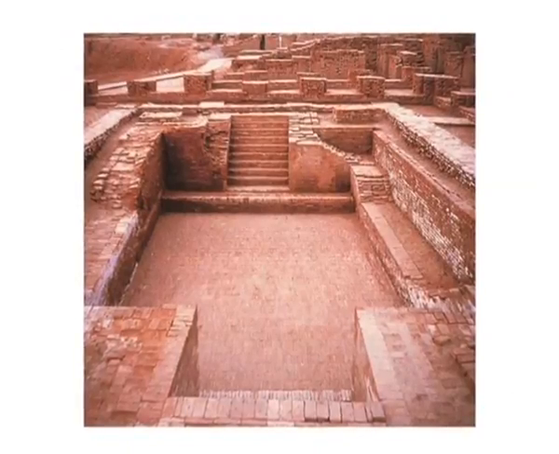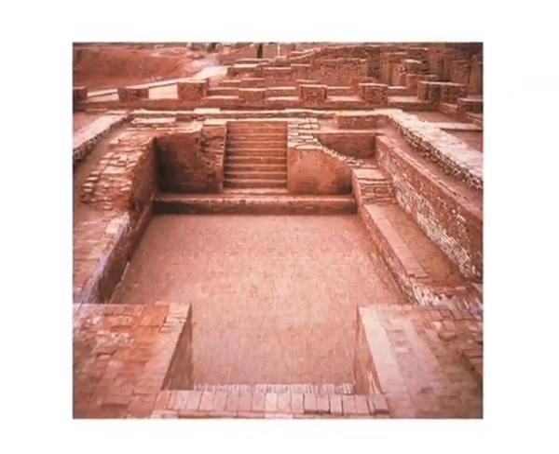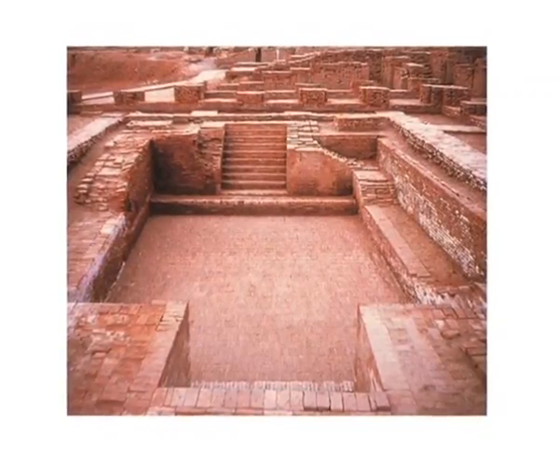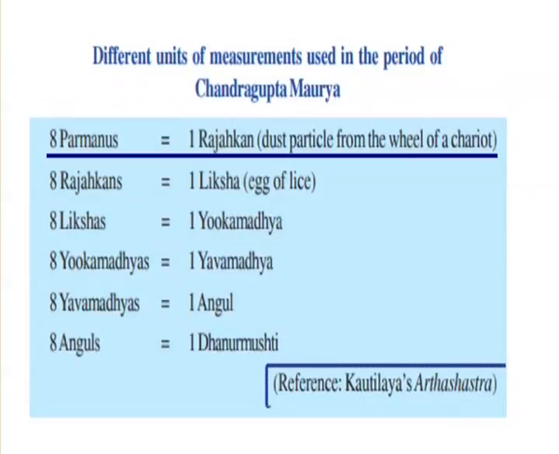Around 5000 years ago in Mohenjo-daro era, the size of the bricks all over the region was same. Different units of measurements in the period of Chandragupta Maurya. You can actually see in the screen that they used different types of units for measurements. Like 8 Parmanus was equal to 1 Rajkand, and Rajkand is nothing but a dust particle from the wheel of a chariot. This particular table has been taken from the reference of Kautilya's Arthashastra.